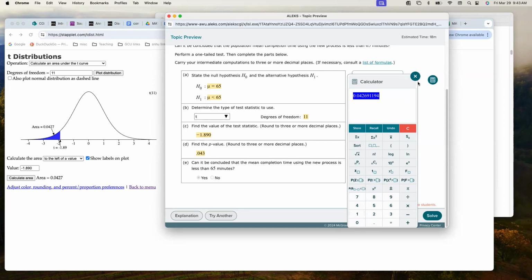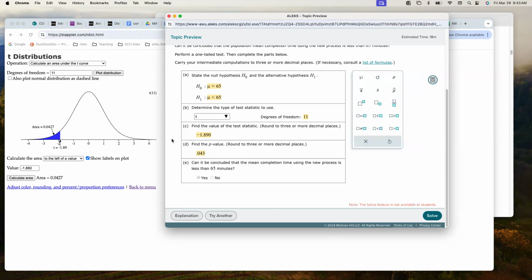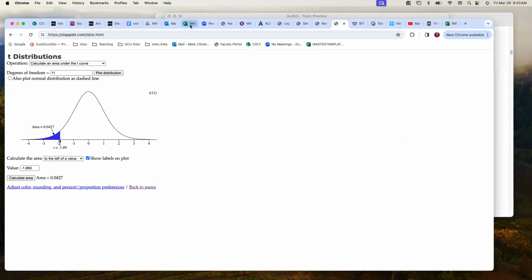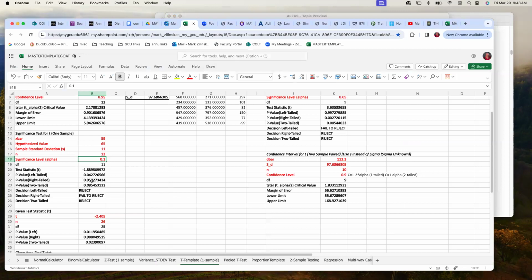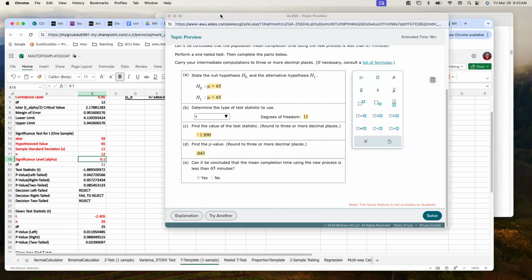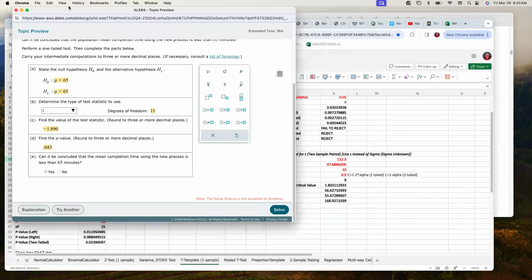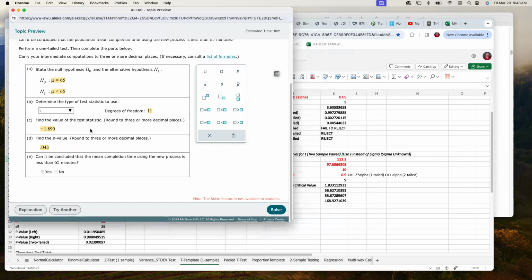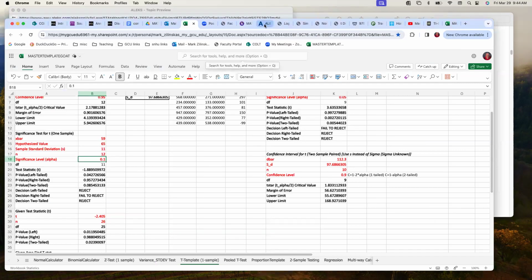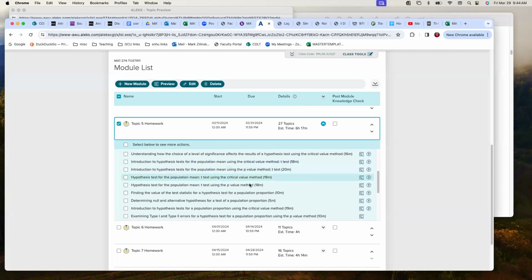And obviously, I think probably the more direct way of doing it, provided you understand, is just looking at the output here on your spreadsheet. Okay, so that is an example of one in which we would find the p-value.